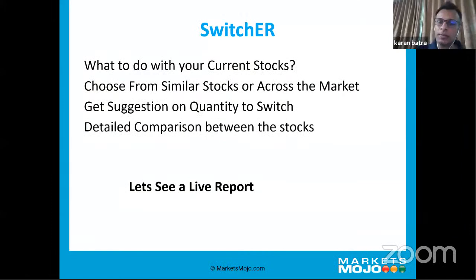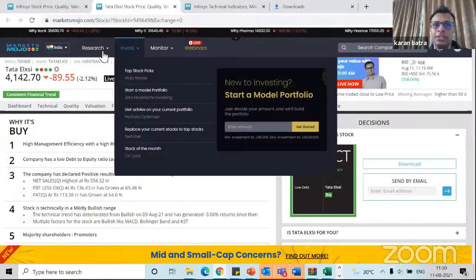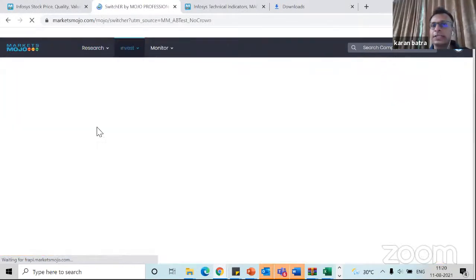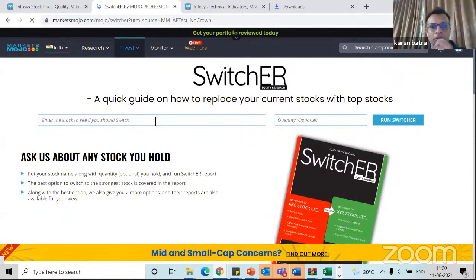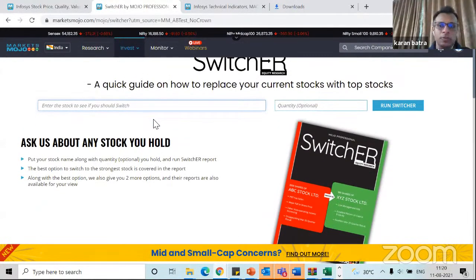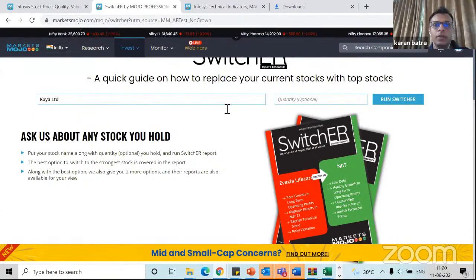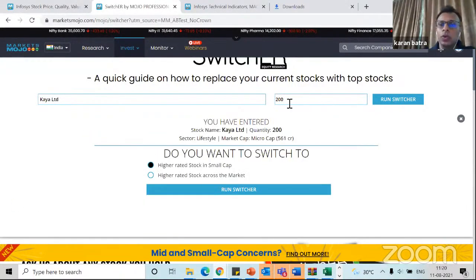So now this is research on a company, but what to do when you're looking at one particular stock? What is the call on that stock? So there you can use the switcher. So this is a stock by stock switcher. You can go to the switcher section, and let's say I'm looking at a small company. Let me say Kaya. I have, let's say, 200 shares. So what the switcher will help me is give me better stocks in the same sector if available in the same market cap segment or across the market.